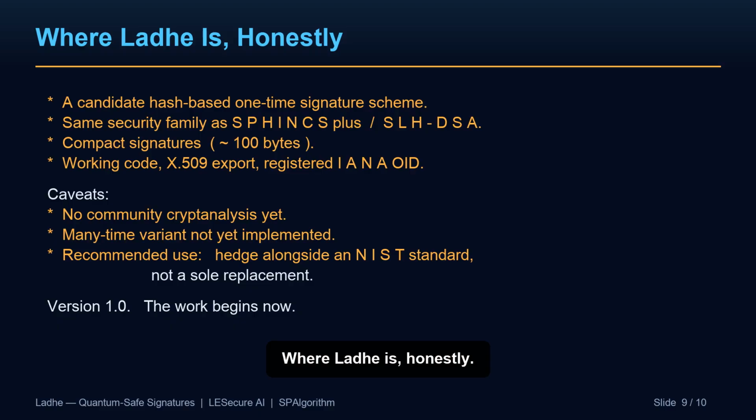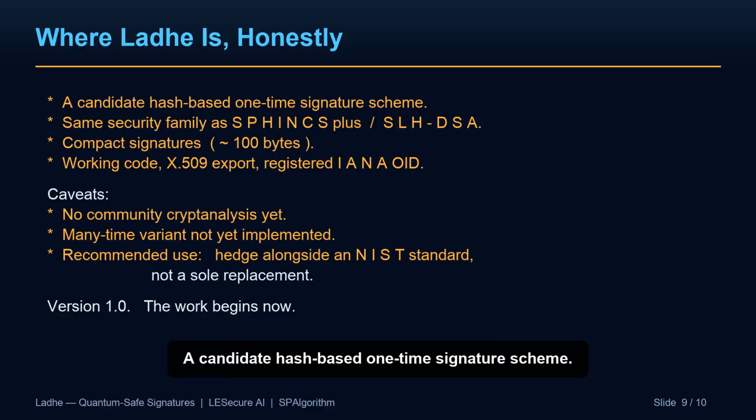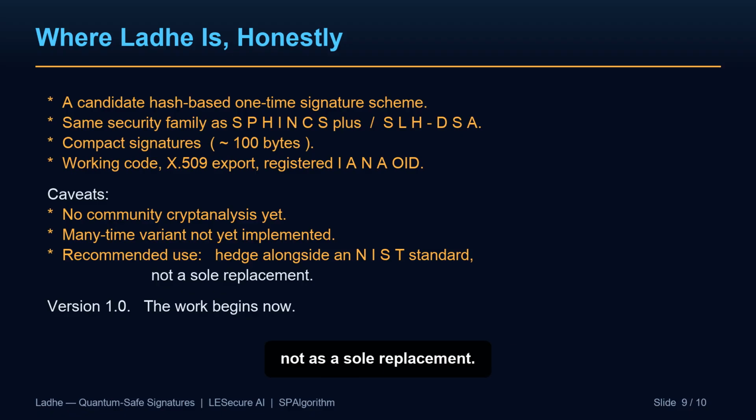Where Ladhe stands, honestly: a candidate hash-based one-time signature scheme. Same security family as SPHINCS+ and SLH-DSA. Compact signatures, around 100 bytes. Working code, X.509 export, and a registered IANA object identifier. Caveats: no community cryptanalysis yet. Many-time variant not yet implemented. Recommended use is as a hedge alongside a NIST standard, not as a sole replacement. Version 1.0. The work begins now.